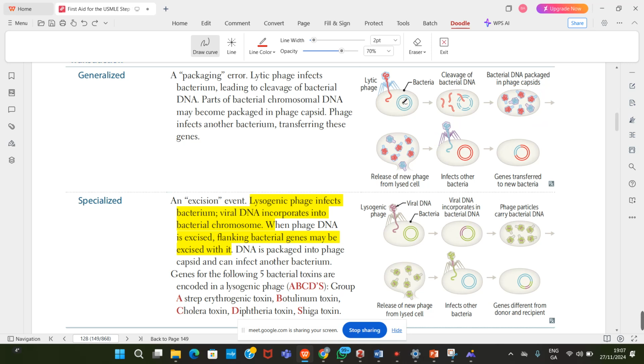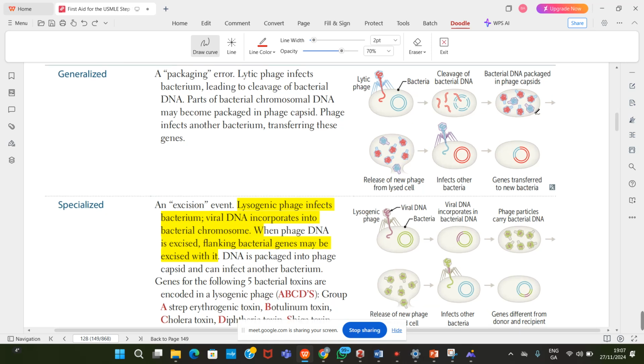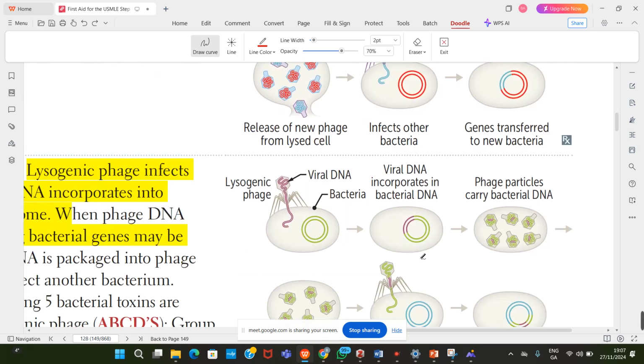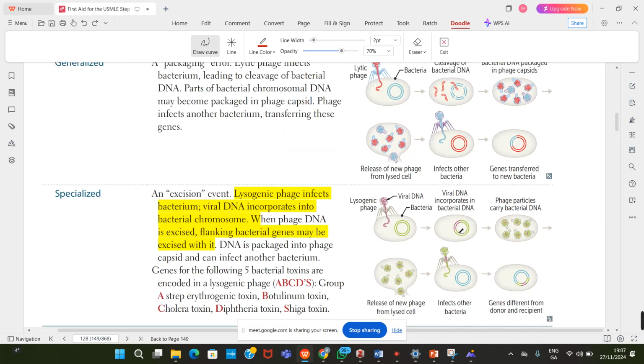Lytic, because it comes in and breaks those bacteria. If you look at the packaging, you can't mix the genomes together. Either you are packaging bacteriophage genome into the capsid, or you are packaging the old bacterial genome into the capsid. Can you see? The color is usually distinct. But here, because it's an excision error, every packaging will always contain some component of this old bacteria. So that is the reason.